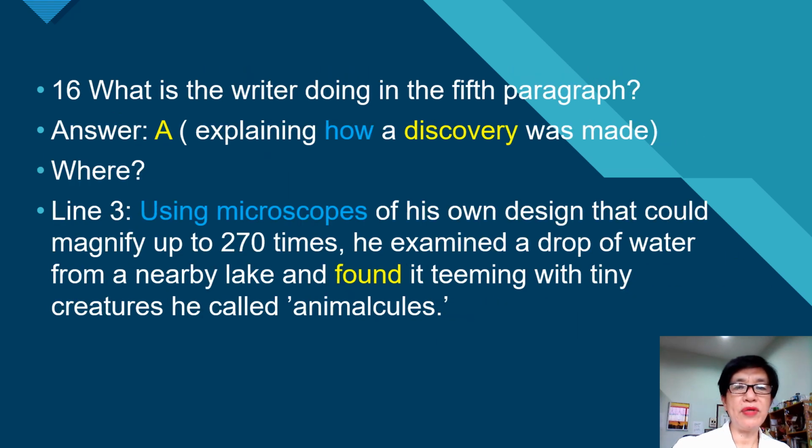What is the writer doing in the fifth paragraph? Answer A. Explaining how a discovery was made. Where is the answer? It's in line 3. You see here how a discovery was made. How? By using microscopes. Discovery is a synonym of found. And that's why the answer is A. Ready? Next.